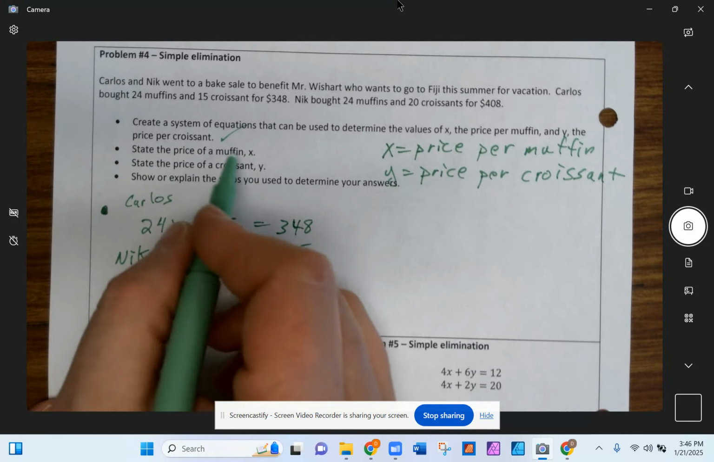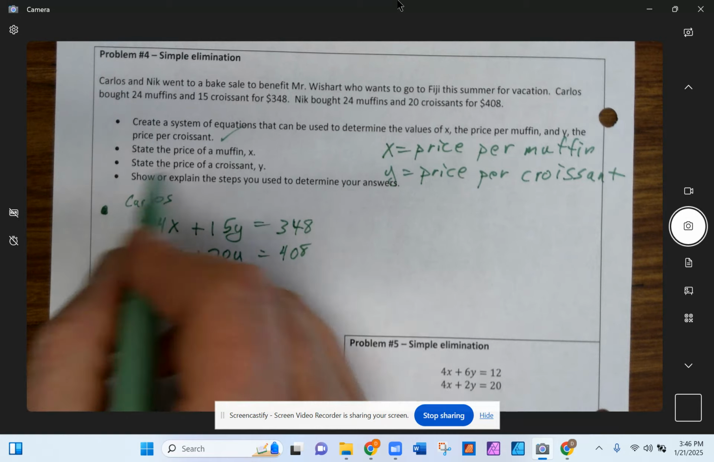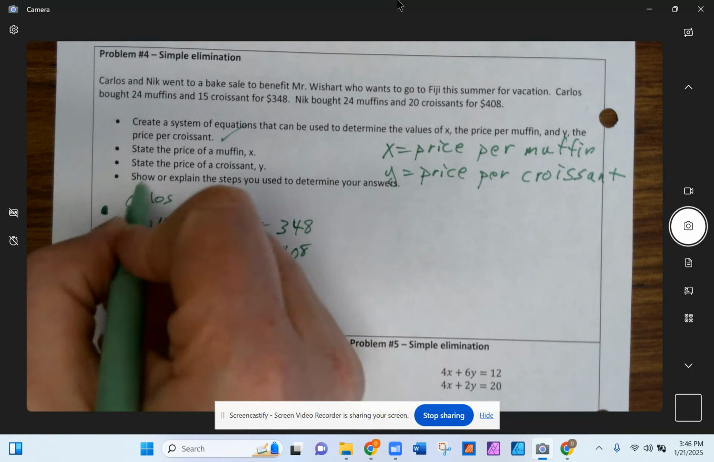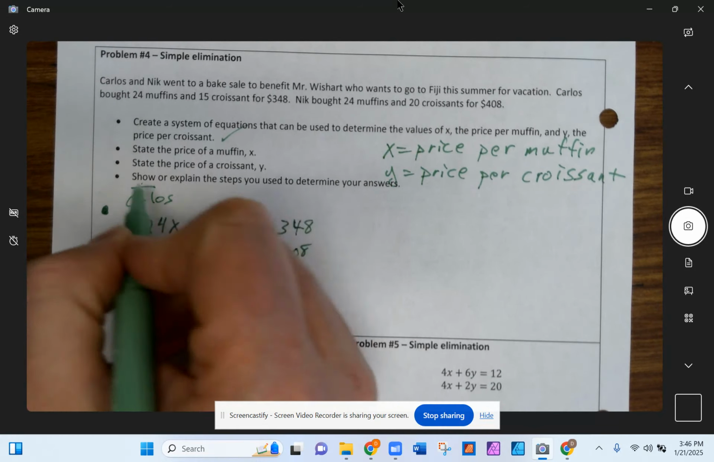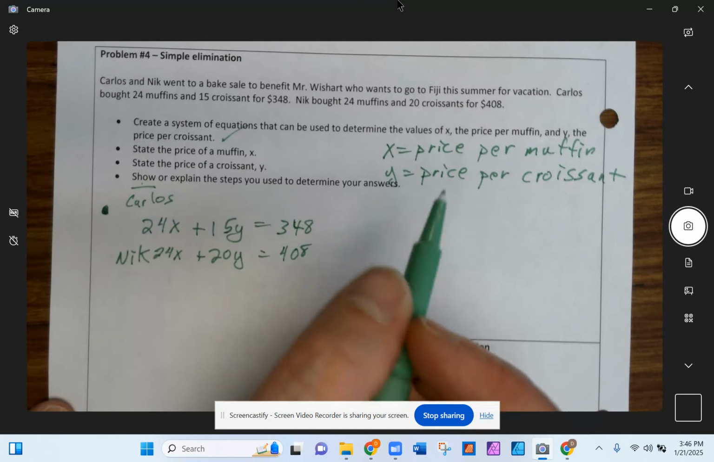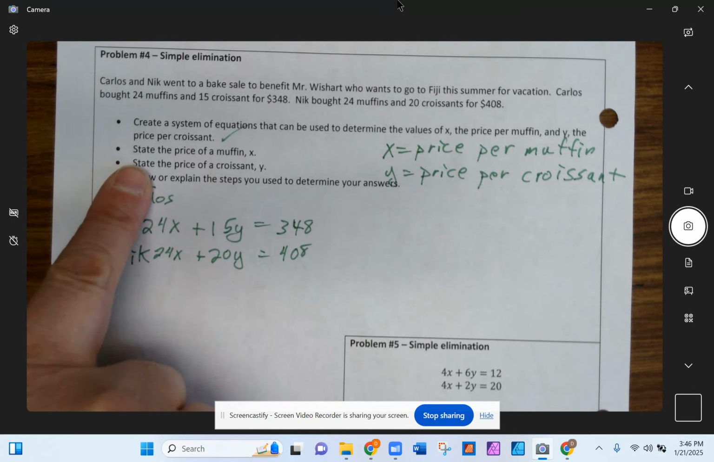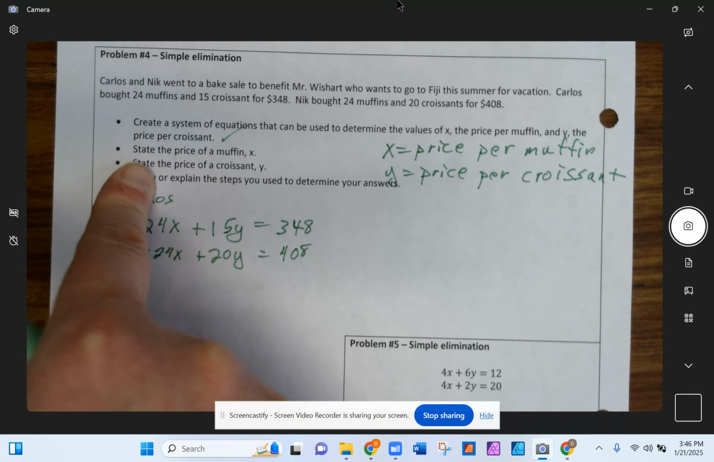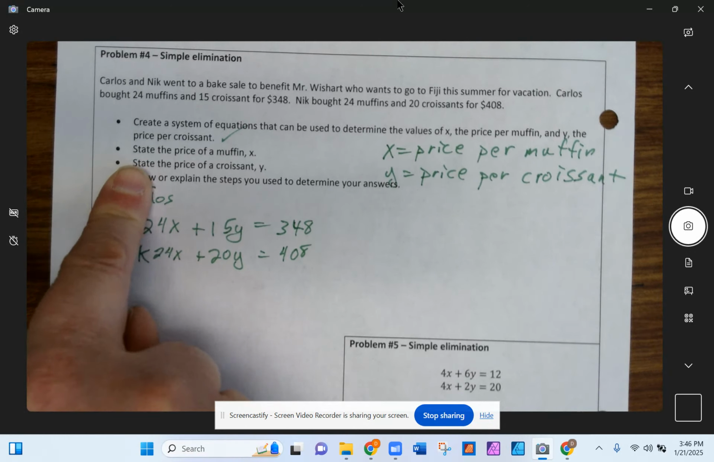Now I'm going to state the price of a muffin, price of a croissant, and then show or explain the steps. I will show rather than explain because I just want to show my math and I don't want to have to write it out, okay? If it just said explain, you would have to write out your answer or explain the steps basically in sentences rather than just showing the math.